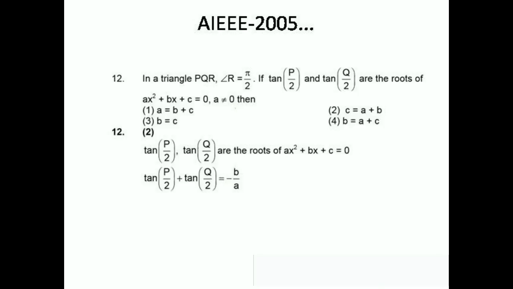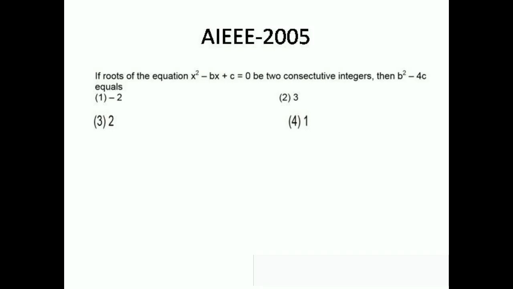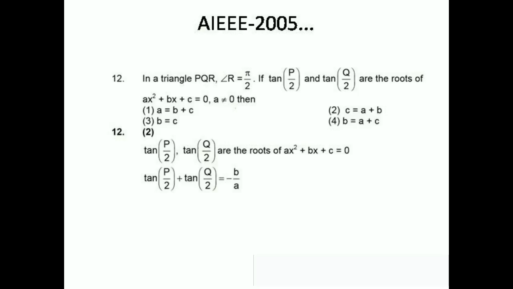Okay, this is a very good question. So now today we are going to solve 3 questions based on a single chapter, that is quadratic equation. You can see how important this chapter is. Just a simple thing, but a number of questions asked in exams. Okay, so see, in the triangle PQR, angle R is pi by 2. That means it's a right angle triangle. If tan p by 2 and tan q by 2 are the roots of ax square plus bx plus c, and a not equal to 0, then we have to find out the relation between a, b, c. And they have given R is equal to pi by 2.